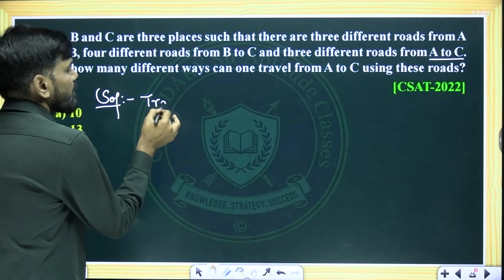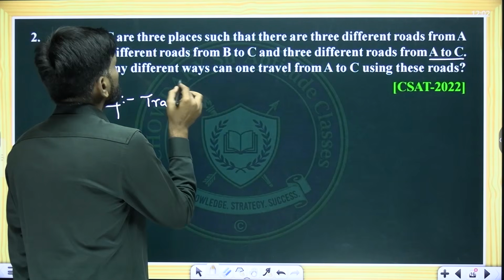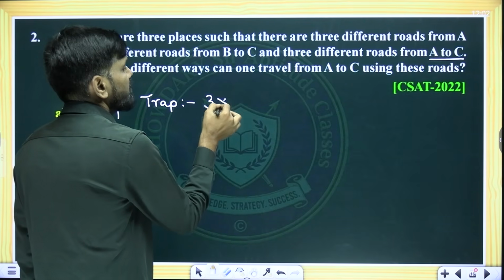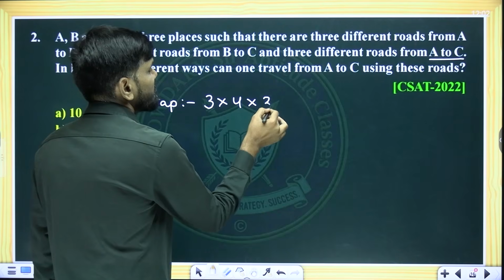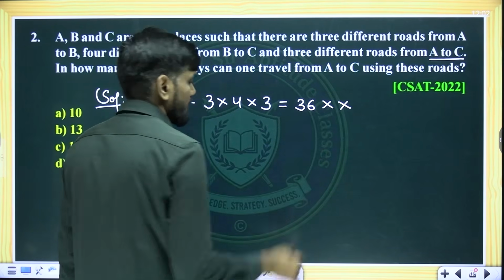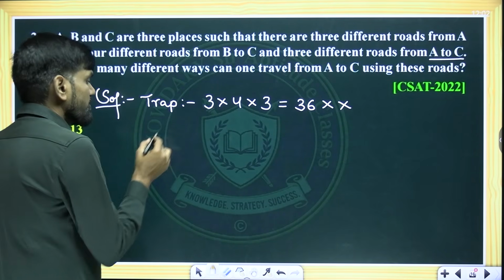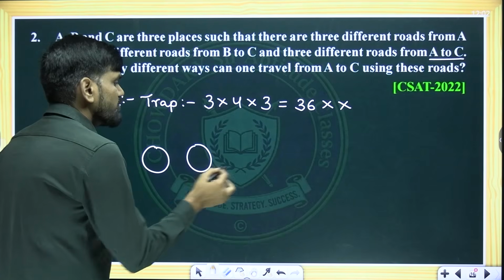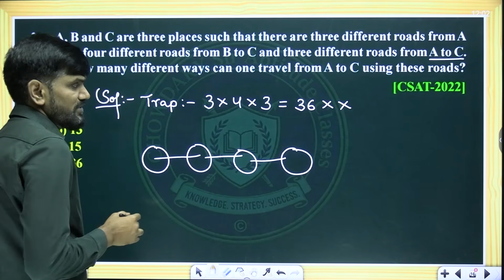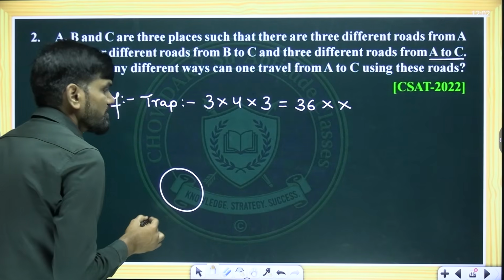What is the trap? They felt A to B, how many roads are there? There are 3 roads from A to B. B to C there are 4. A to C there are 3, meaning they multiplied these. That is giving you how much? 36. But this is absolutely wrong, because it is not A to B, B to C. If at all it is A to B, B to C, we will multiply this. If at all they give C to D, we will multiply like this. But what they have given over here, they have given a bit intelligently.